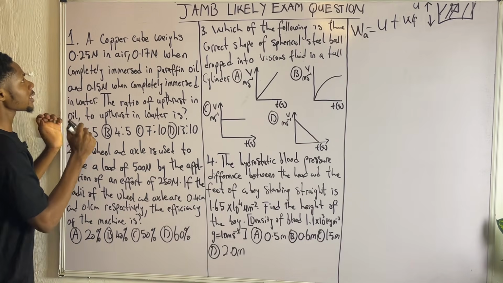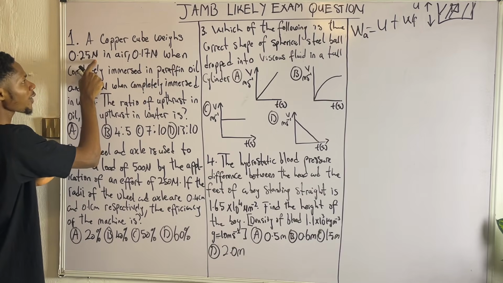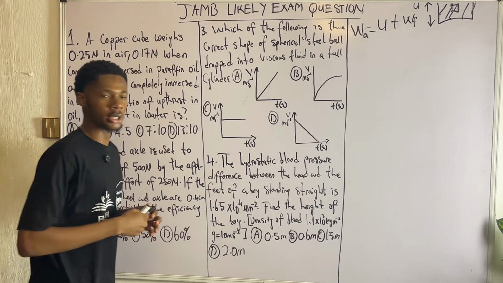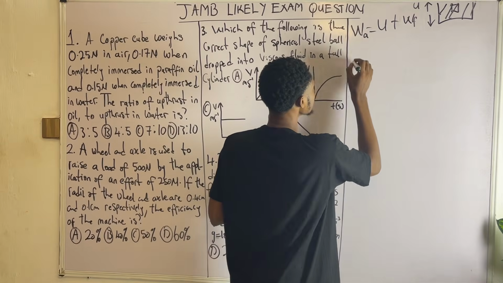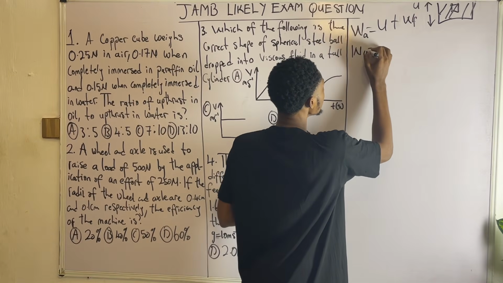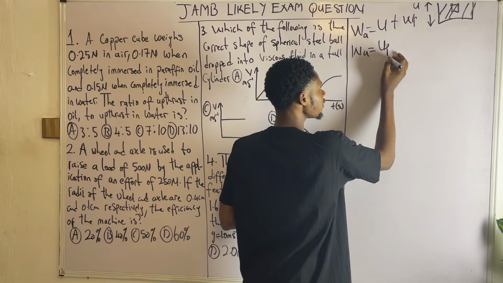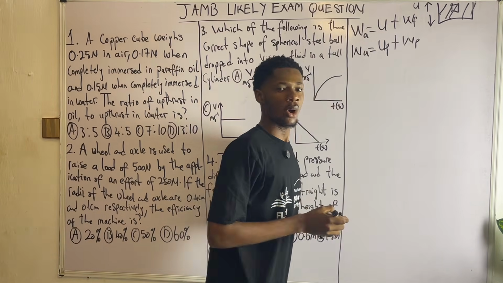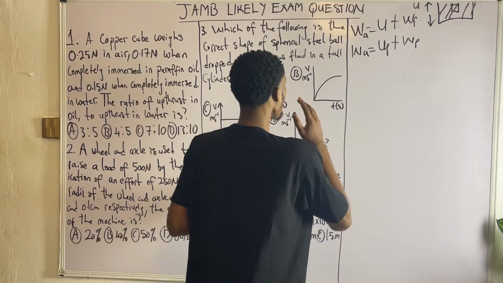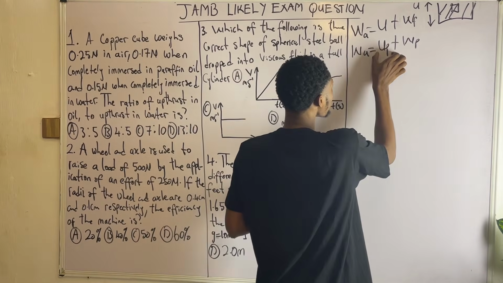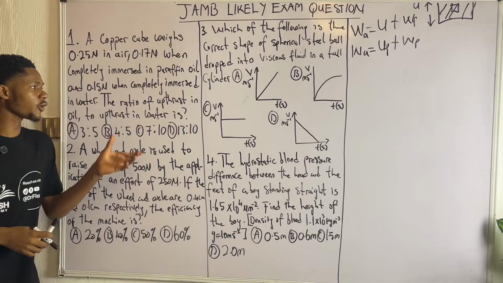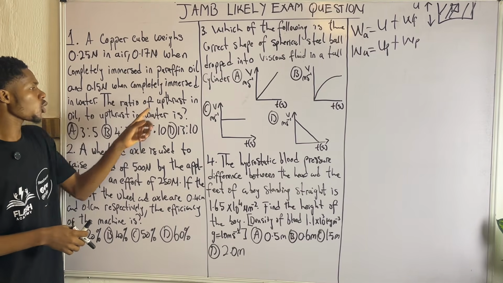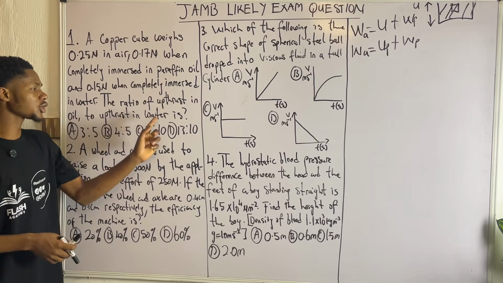If you come to this question, they said a copper cube weighs 0.25 Newton in air and 0.17 Newtons when completely immersed in paraffin oil. So we can conclude that the weight of the object in air is equal to the upthrust in paraffin oil plus the weight of the object in paraffin oil. Now what is the next step? We are going to solve for the upthrust, because they want us to calculate the ratio of the upthrust in a different medium. That is, the ratio of upthrust in oil to upthrust in water.